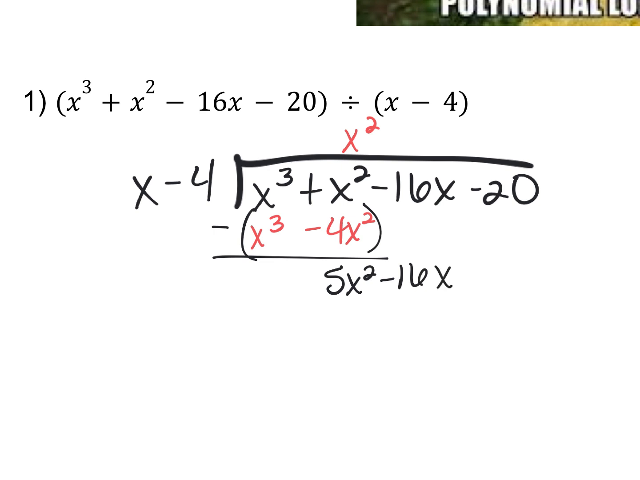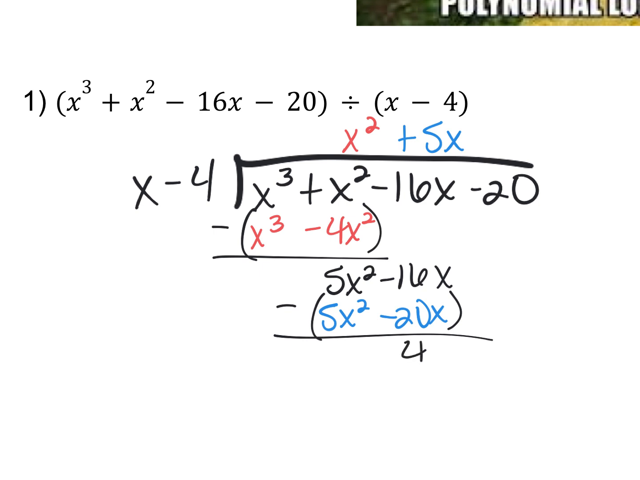X times what gives you 5x squared? That would be positive 5x. Multiply it back. So 5x squared minus 20x. Okay, let's go ahead and subtract. X squareds cancel. And then that would end up being positive 4x minus 20.